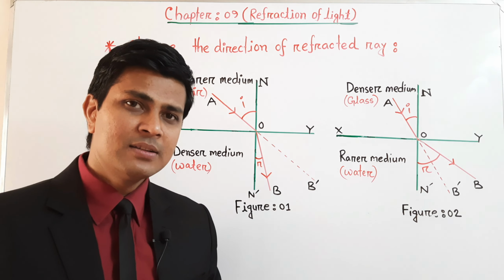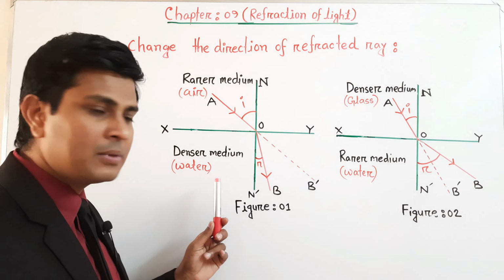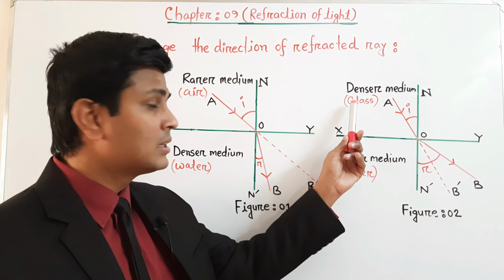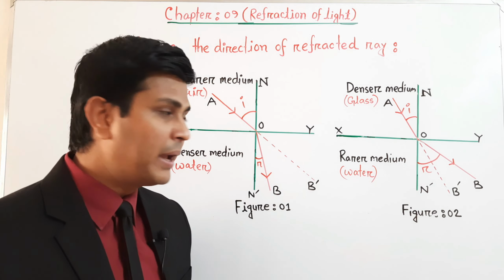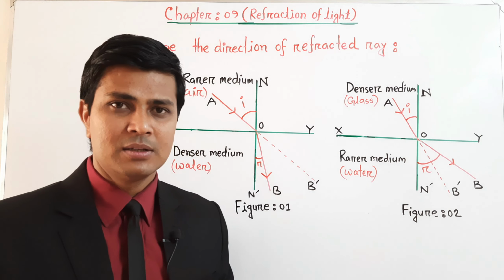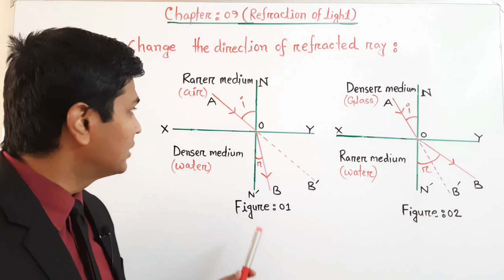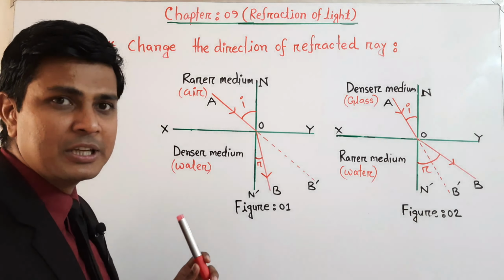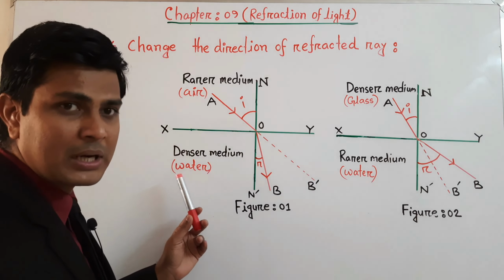And the keyword is: when light travels from rarer medium to the denser medium, it bends towards the normal. And when the light travels from denser medium to the rarer medium, it bends away from the normal. So let's explain. In the first figure, you can see light travel from rarer medium to the denser medium. I consider here light travels from air to water.